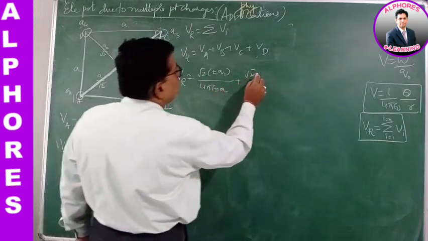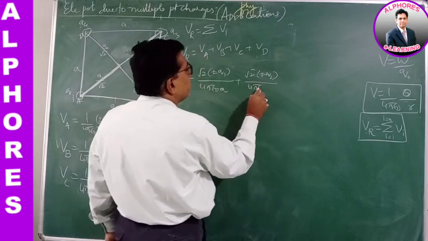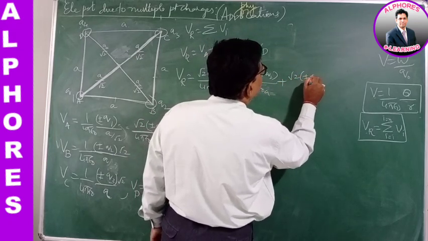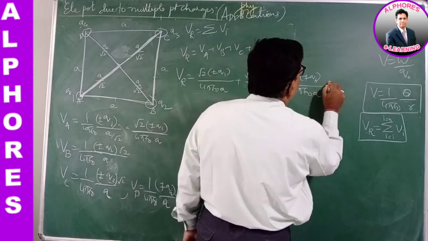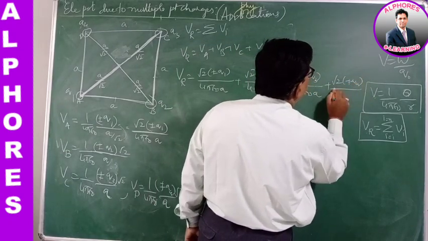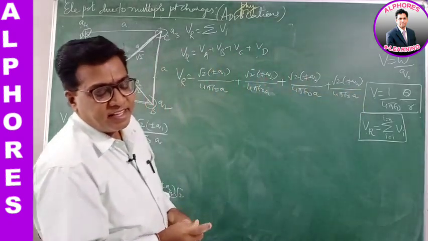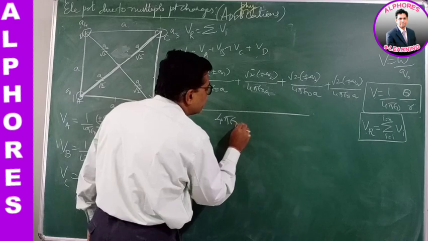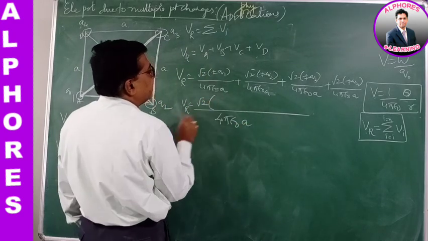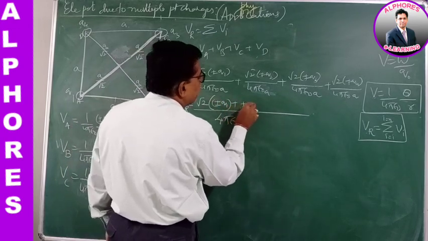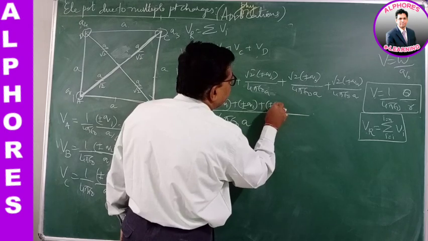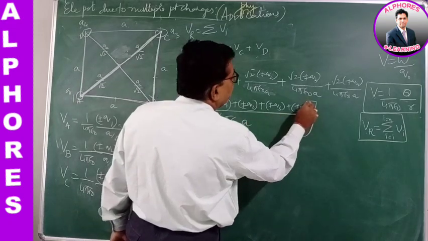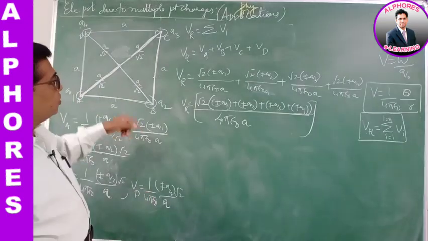Same, we have root 2 of plus or minus Q2 by 4 pi epsilon naught A, plus root 2 of plus or minus Q3 by 4 pi epsilon naught A, plus root 2 of plus or minus Q4 by 4 pi epsilon naught A. Let me take the common terms out. The resultant potential, LCM is 4 pi epsilon naught A. Root 2 is common in the numerator. So I get plus or minus Q1 plus or minus Q2 plus or minus Q3 plus or minus Q4. So this will be the electric potential due to the four charges.